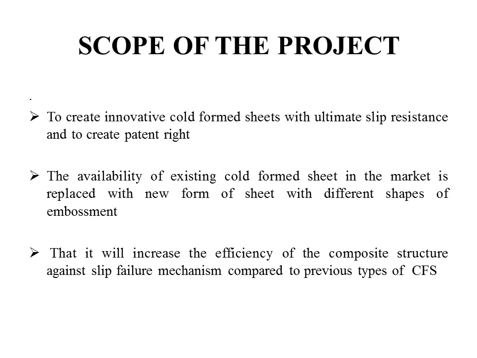Second point is the availability of existing cold form sheet in the market is replaced with a new form of sheet with different shapes of embossment. Already some shapes are available in industry. We have selected three different shapes that are not actually available in the current market. For that I am going to test the specimen's maximum slip resistance and compare it with the existing sheets. It will increase the efficiency of the composite structure against slip failure mechanism compared to previous stages of CFC, that is, the already available material that gives minimum slip resistance compared to the shapes selected by me currently.